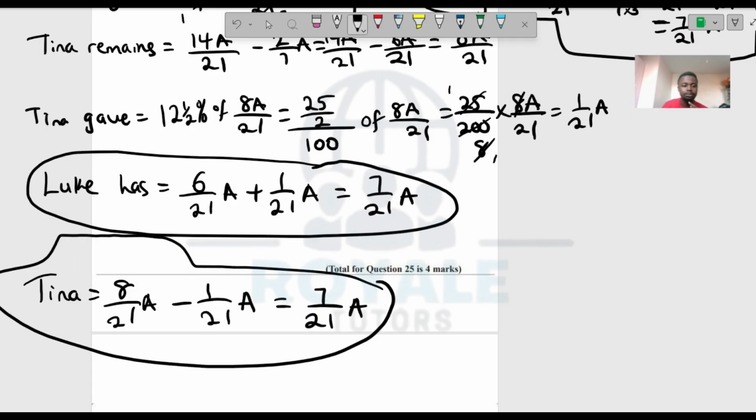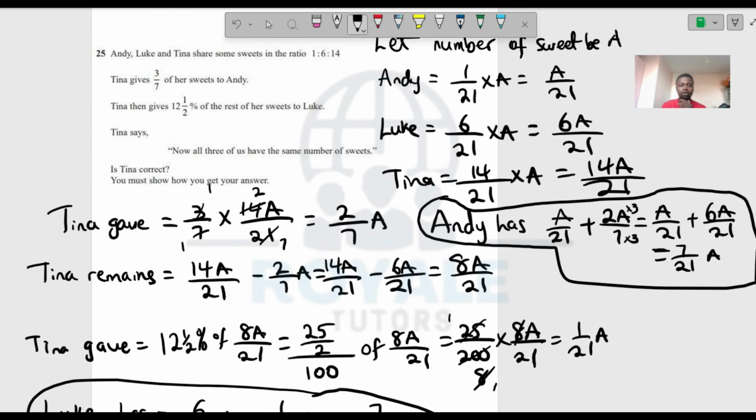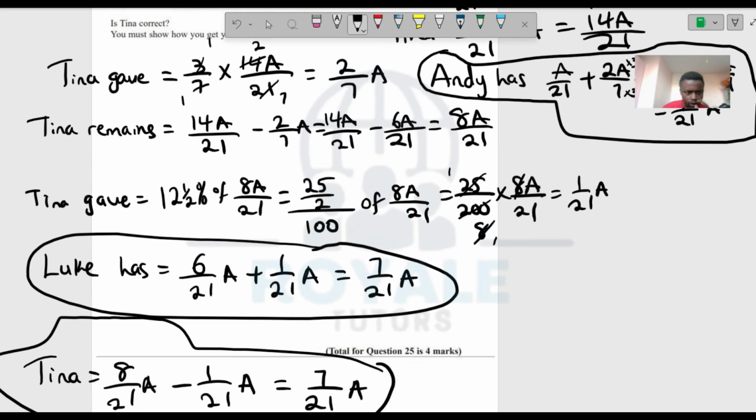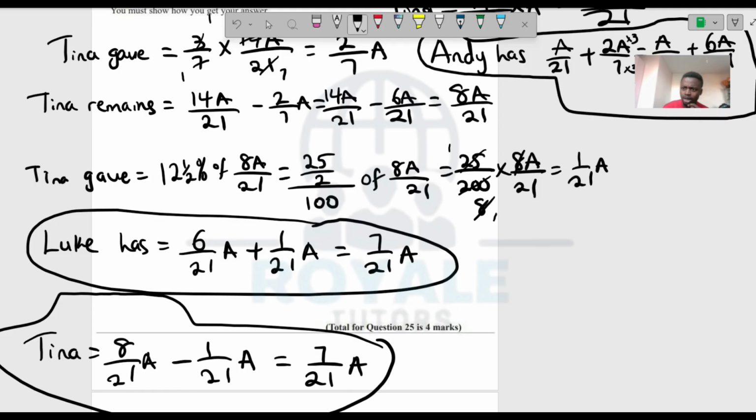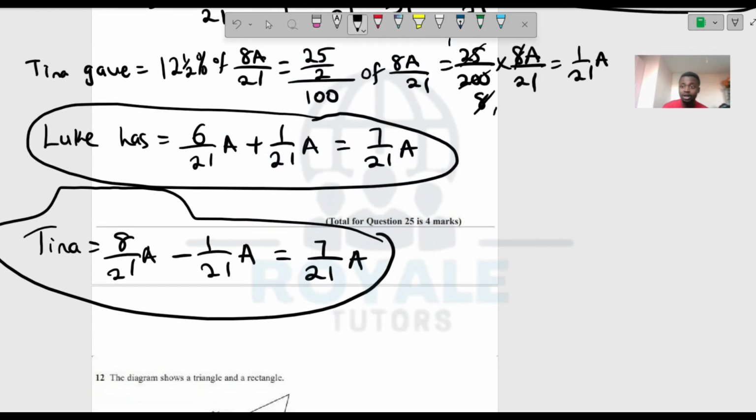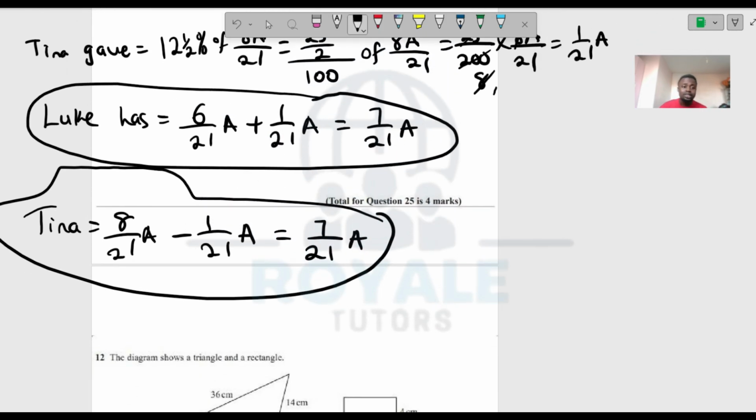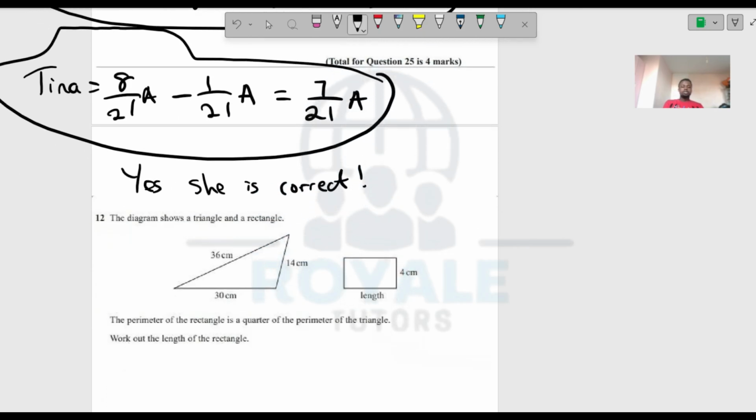Let's see Tina's claim. Tina says, now, all three of us have the same number of sweets. Is Tina correct? So Handy now has 7 over 21 a. Luke has 7 over 21 a. That's perfect. Tina as well has 7 over 21 a. So is Tina correct? Yes. Tina is correct. And that's the answer. Then you have your 4 marks. Okay. Let's move to the next one.